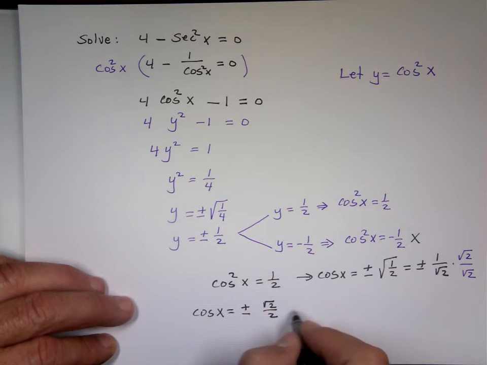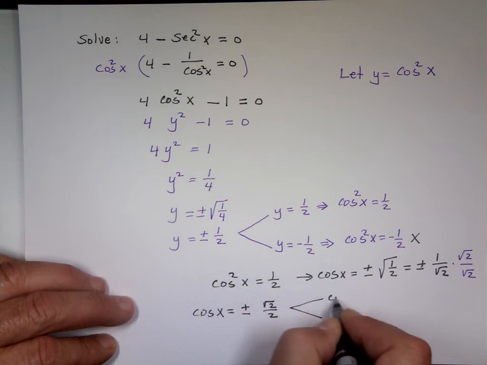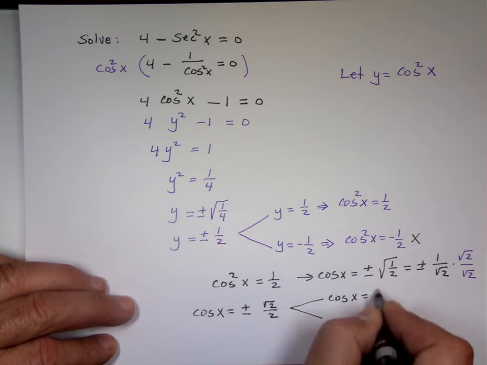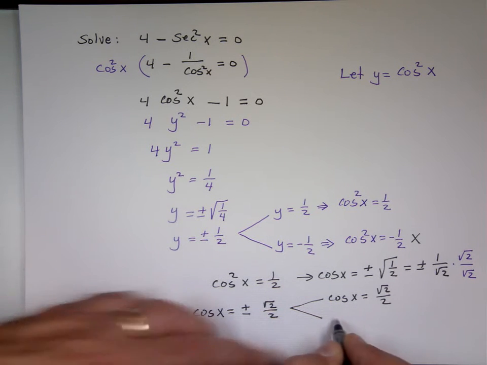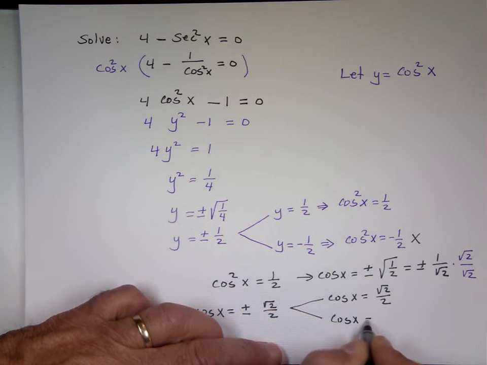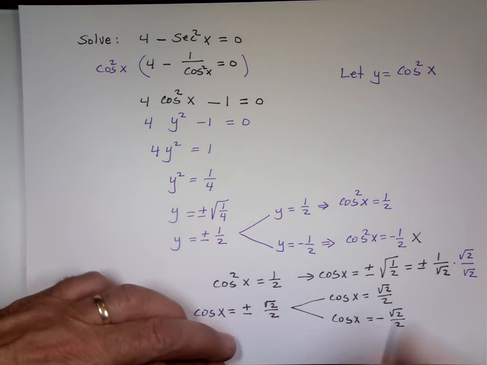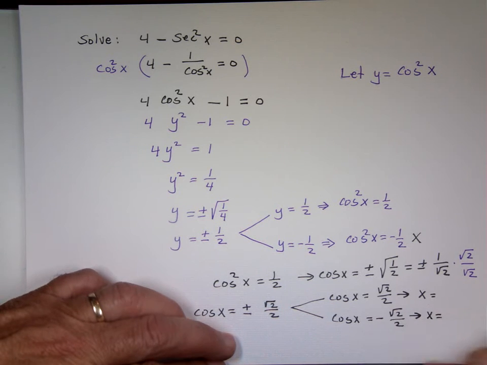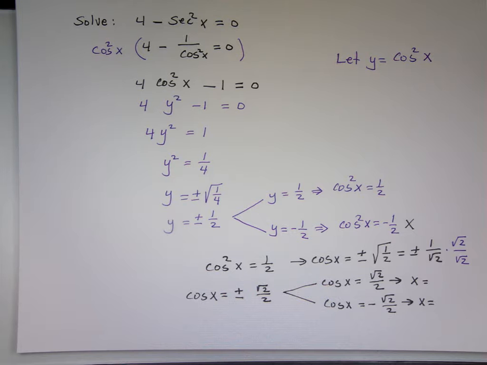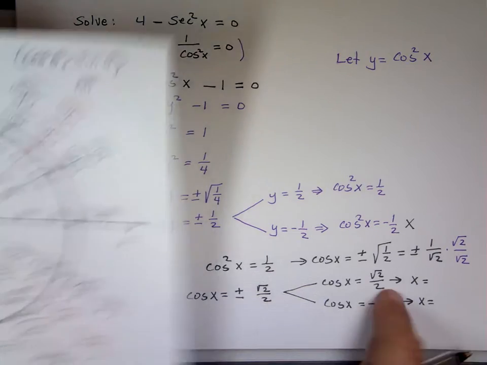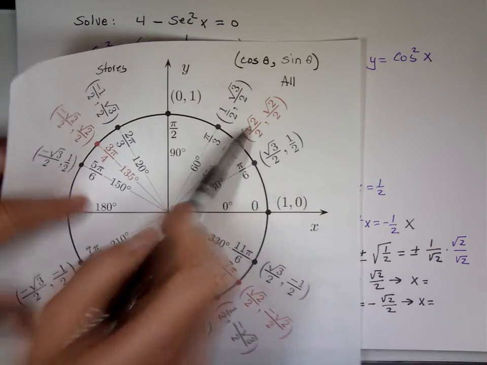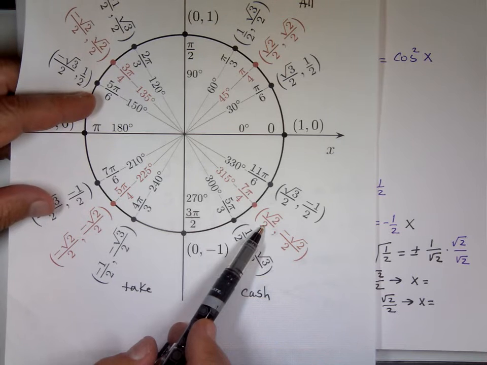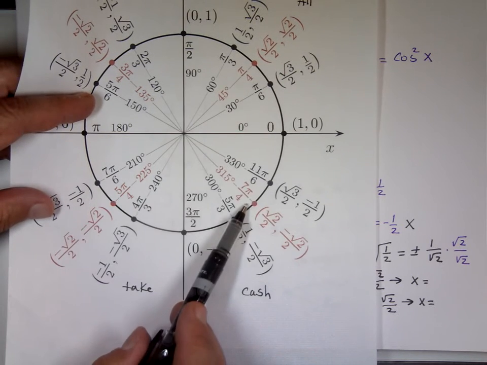Again, I get two problems here. It says cosine of x equals the positive, and the other one says what? Cosine of x equals the negative. Can we get what x equals for both cases? Cosine is positive in the first and fourth quadrant. 45. Let's look at this. Square root of 2 over 2 right here. Square root of 2 over 2 right here. Pi over 4, 7 pi over 4.